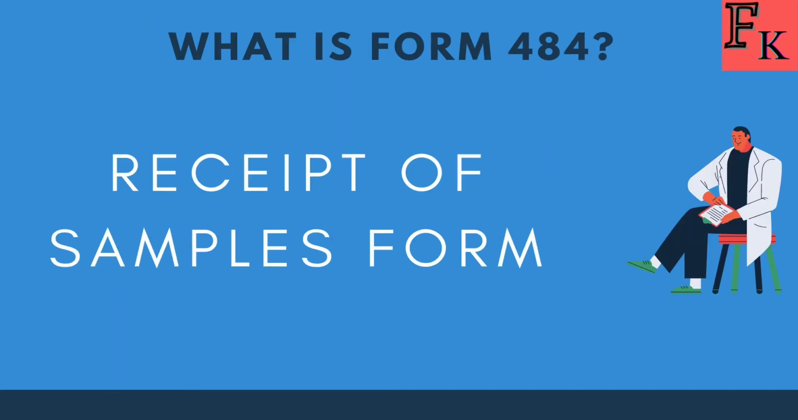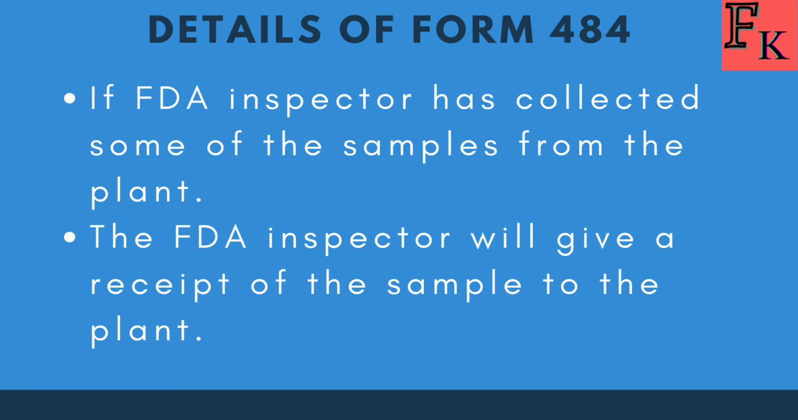What is 484? Receipt of sample form. During inspection, if the inspector collects some samples, it is mandatory to give a receipt of the samples collected by the inspector. The FDA inspector will give a receipt of the sample to the plant head, and that receipt is nothing but the Form 484.